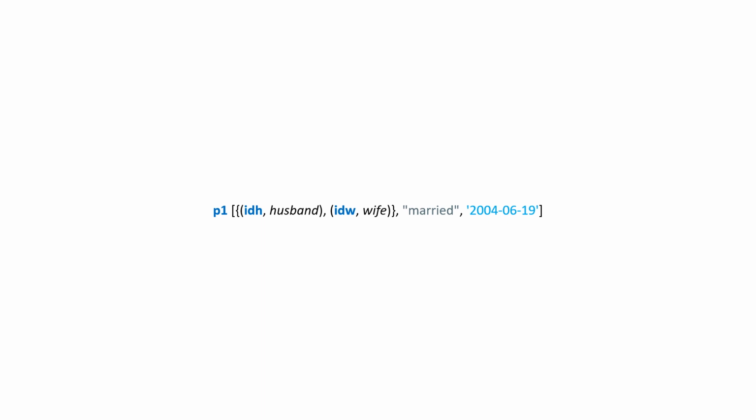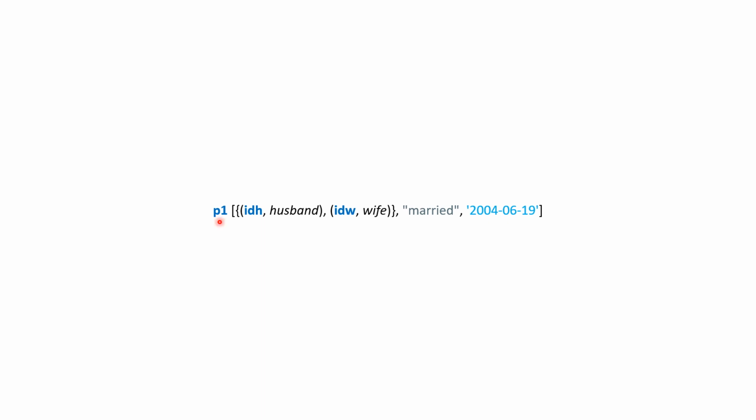So if we look at an example, here we have a posit. On the left-hand side, you see the identity of the posit, the identity of one of the things here, the role this thing is playing, another thing, and the role of that thing, the value that is appearing, and the time point when this value started to appear. And of course, this posit here is a marriage. So this indicates that we have someone who is the husband and someone who is the wife. They are married since this point in time.